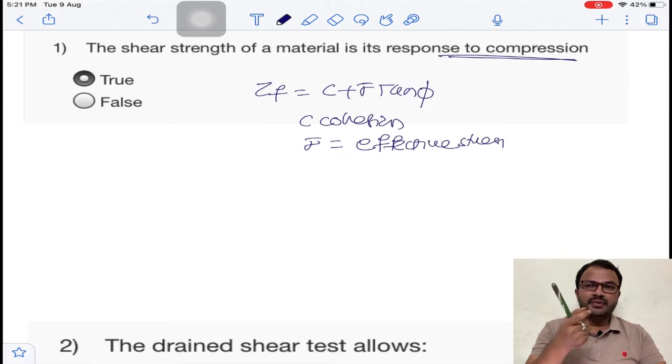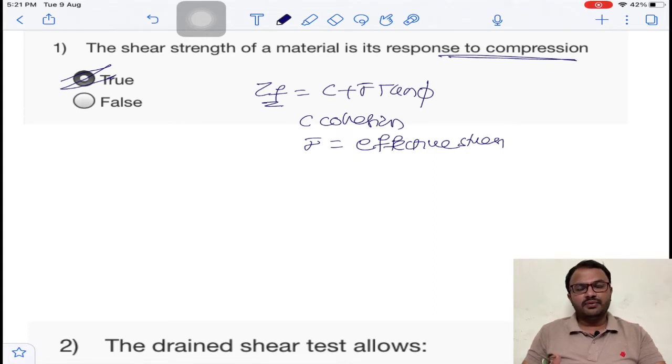By using compression, all these particles will come closer, one particle will lie over another, so the effective stress increases. When effective stress increases, shear strength increases. This is a correct statement. It is applicable for both cohesive and cohesionless soils.